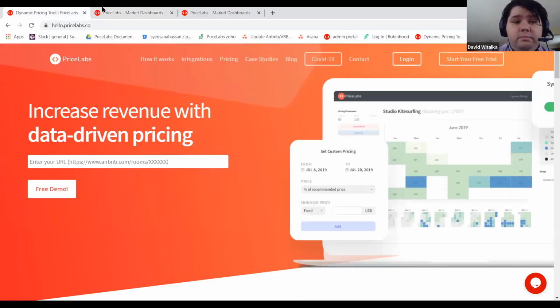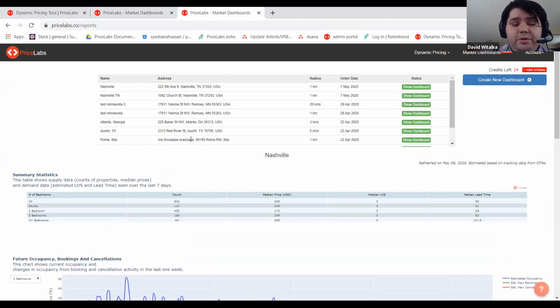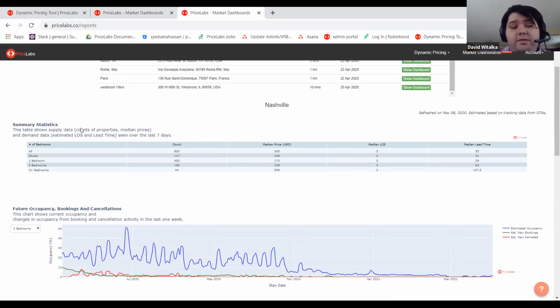I have already pulled up this dashboard though. I created it yesterday. So let's take a look at what it would show you. The first thing here is a summary table of the statistics. We break it down in terms of the bedroom count: all listings, studio, 1 bedroom, 2 bedroom, and 3+ bedrooms.